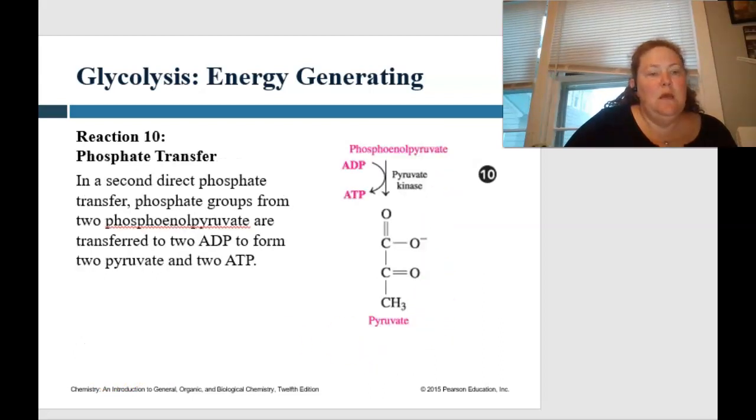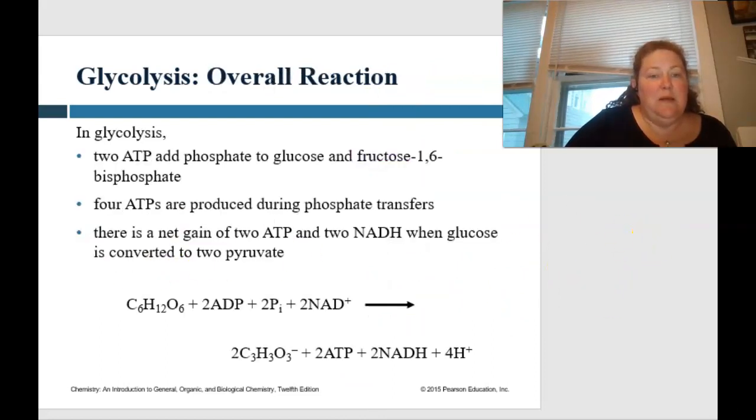Then reaction 10 is where we are going to generate the energy. We're going to transfer that phosphate. In the second direct phosphate transfer, the phosphate groups from the 2 phosphoenolpyruvates are transferred to 2 ADPs to form 2 pyruvates and 2 ATPs. Again, we're going to get these 2 pyruvates, because remember this happens in sequence, so it has the other one over here, and then we're producing 2 ATPs.